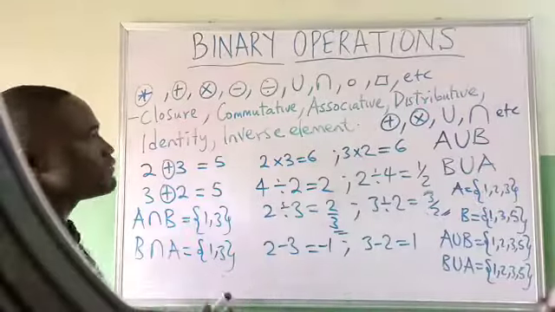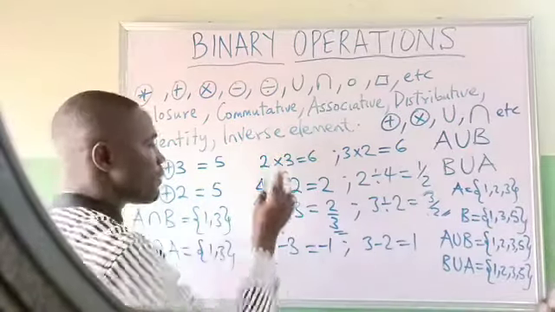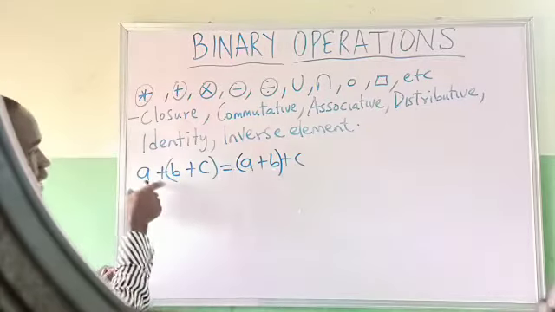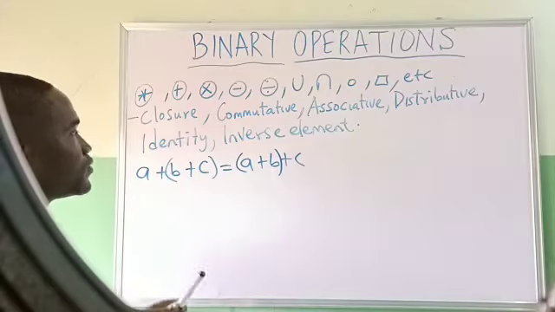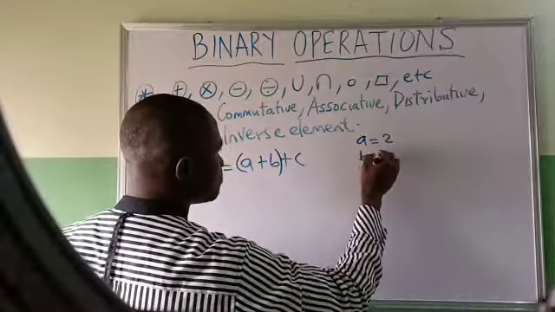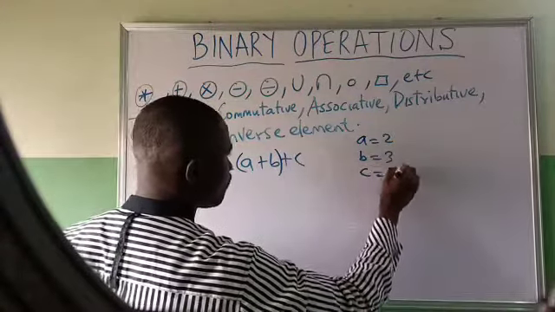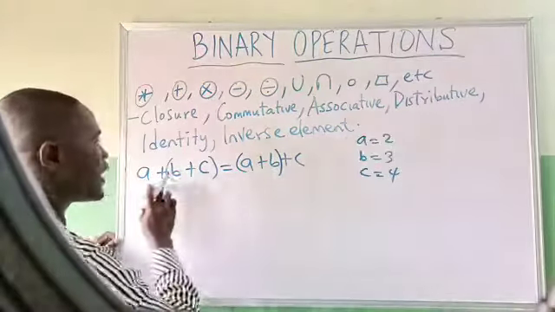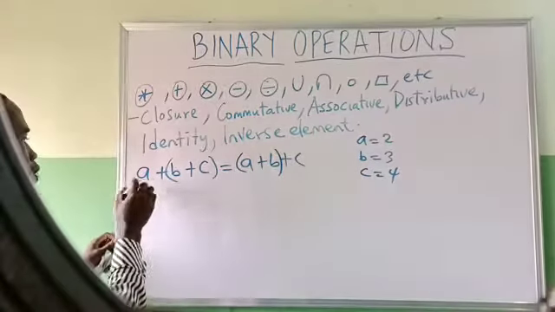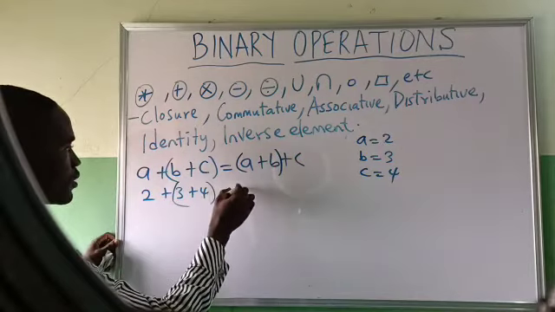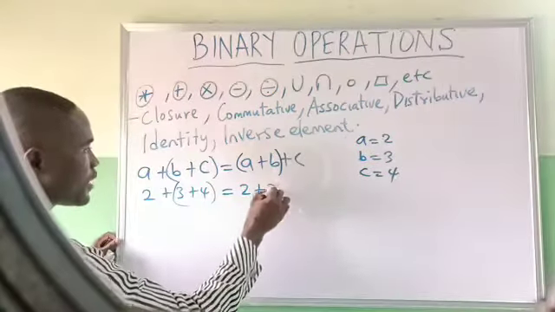We go to associative property. Associative property states that if you bracket the last two, it is the same as bracketing the first two. So let's take an example. A is 2, B is 3, C is 4. Let's know whether they are associative under the operation plus. We say 2 plus 3 plus 4.